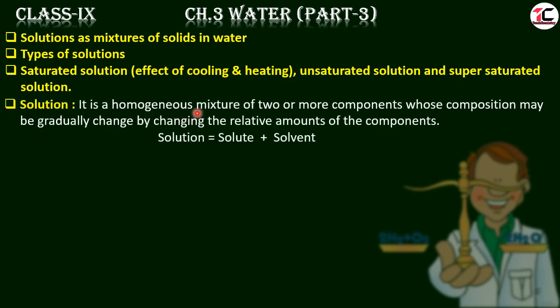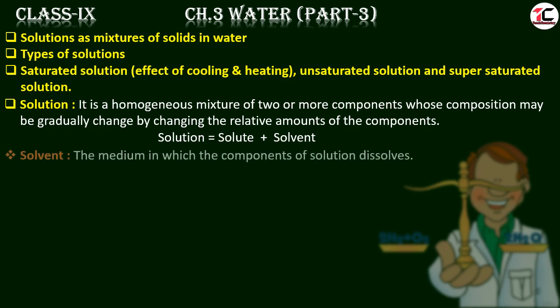It is a homogeneous mixture of two or more components whose composition may be gradually changed by changing the relative amounts of the components. That means if we change the amount of the components, whatever components we have taken, sugar, water, then the composition of the solution will also change. So what is solution? Solution is solute plus solvent. Here two terms are solute and solvent.